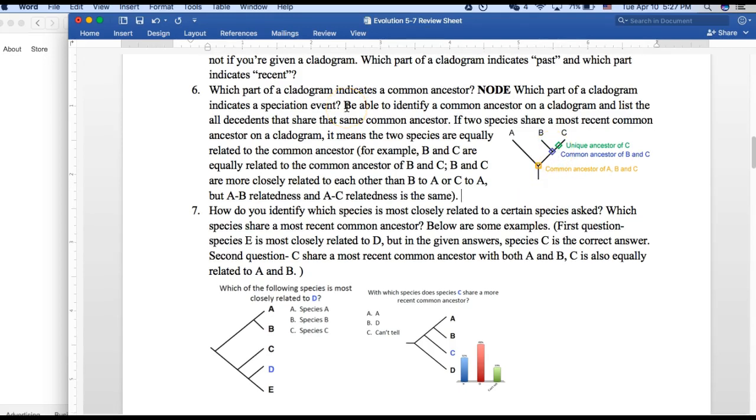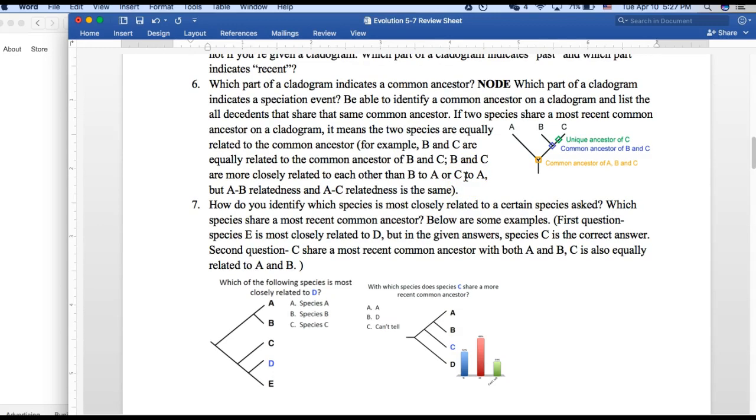Be able to identify a common ancestor and list all the descendants. For example, this is the common ancestor. What are all the descendants? A, B, and C. Let's look at more examples that are a little more complicated in a little bit as well, because you'll see a lot of cladograms on the test, and I want you to feel very confident and answer all those questions right.